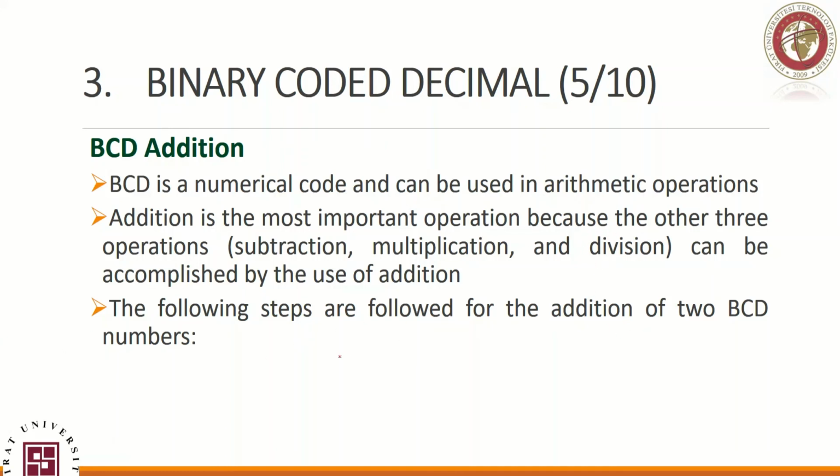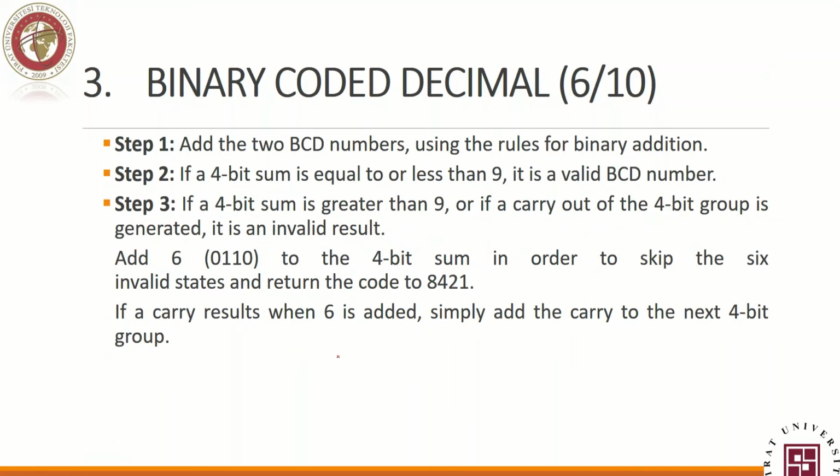Right, how about the addition? We have basic steps for the addition. We sum the 4-bit groups, since each digit has its own 4 bits in binary. If the sum is less than or equal to 9, then there is no problem, we are on the safe side. This is a valid BCD. But if it is greater than 9, then it is an invalid BCD.